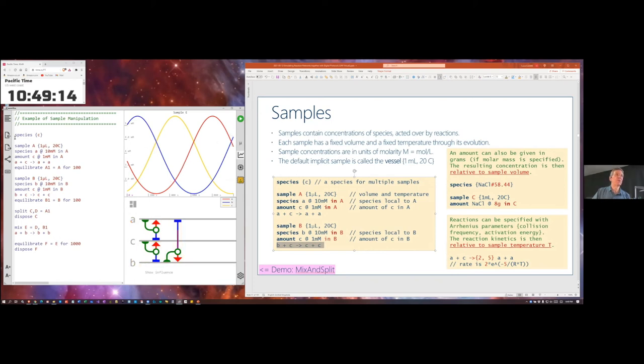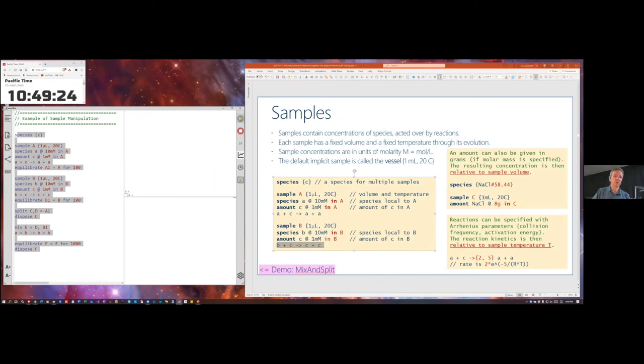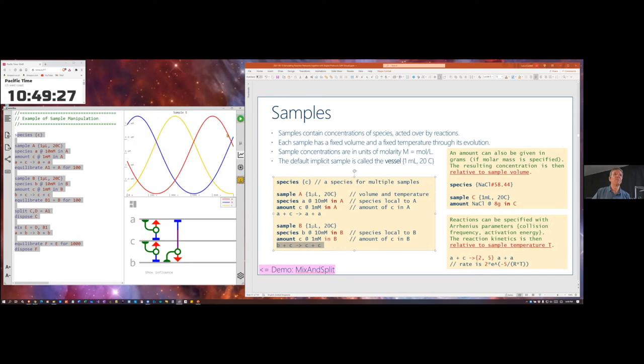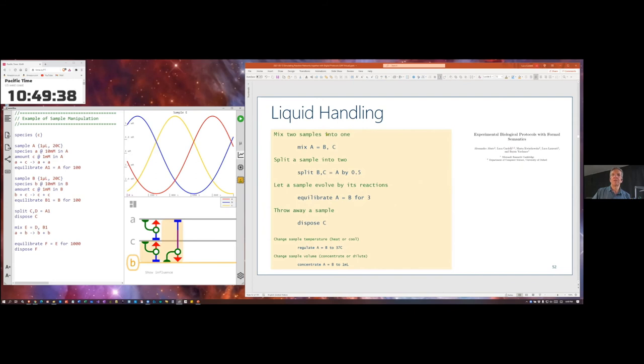Basically, each protocol, as you can see, can have multiple equilibrates. Each equilibrate is a chemical simulation, and this chemical simulation gets iterated as you click the button. You can also shift-click if you don't want to wait for each one of them. And that's how the interleaved simulation of protocols and chemistry works. Liquid handling is done by the operation mix. So you can mix B and C into A, or you split A into B and C by proportion 0.5, or you equilibrate B into A for 3 seconds, or you dispose C, and some other operations.